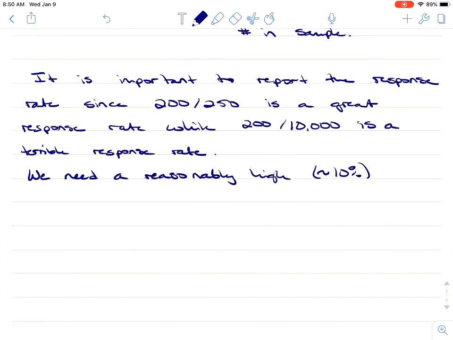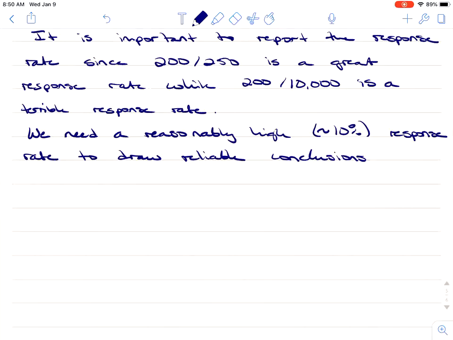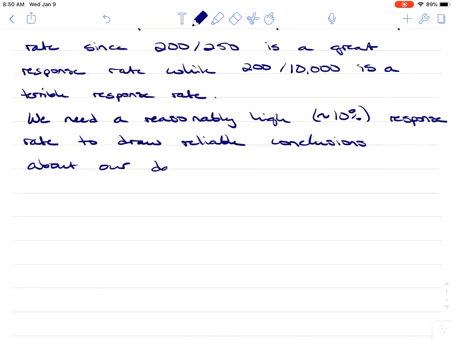So we need a reasonably high response rate to draw reliable conclusions about our data. But the whole goal, right, is to collect data to know something about the population.